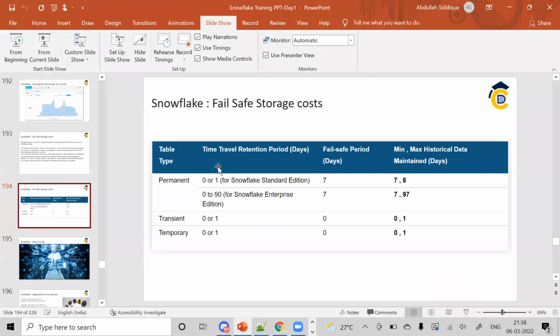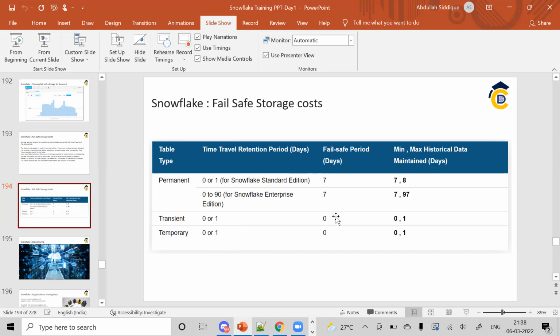And for both of them, it is only 1 day of time travel, irrespective of the edition. For permanent tables, it is 1 day for standard and 90 for enterprise. For transient and temporary, irrespective of the edition, it will be only 1 max.